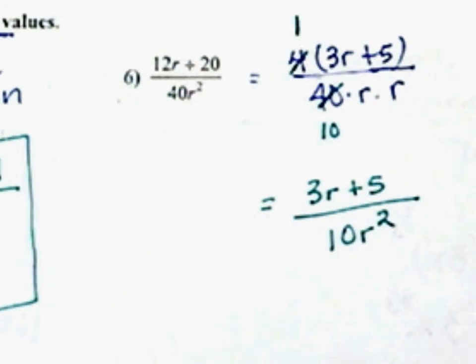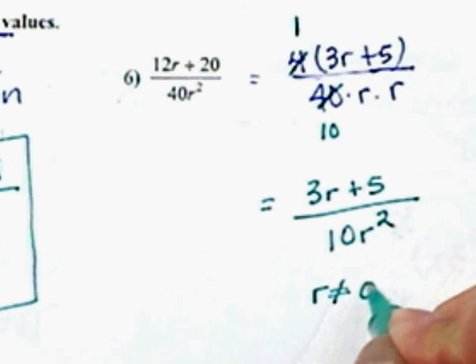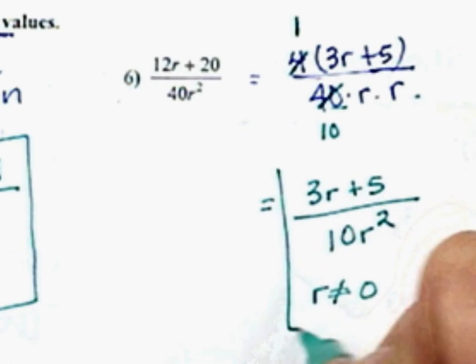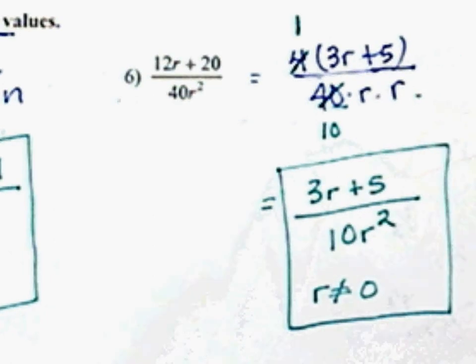And what can r not be? Just 0, because there's no plus and minus in them. So here's your final answer. That's number 6. Number 7.